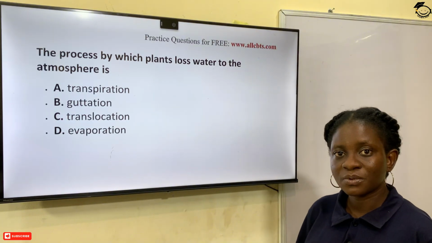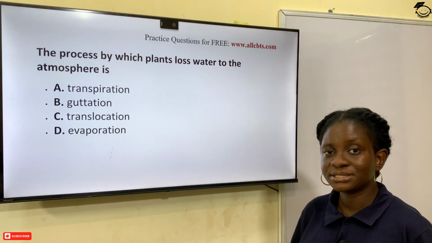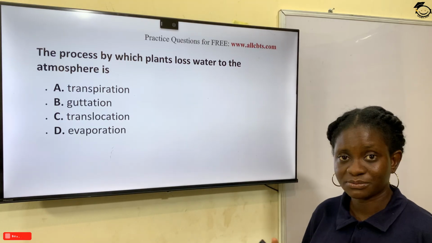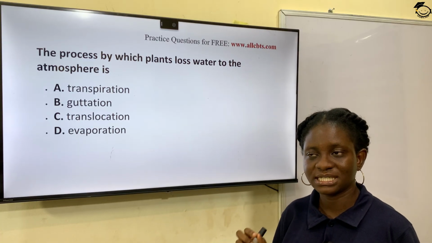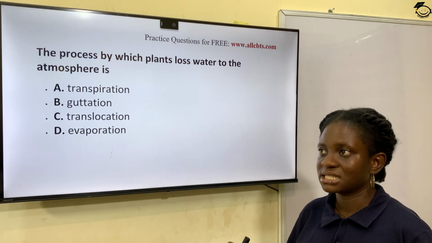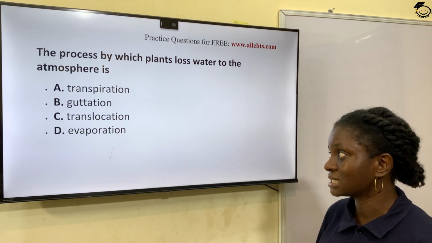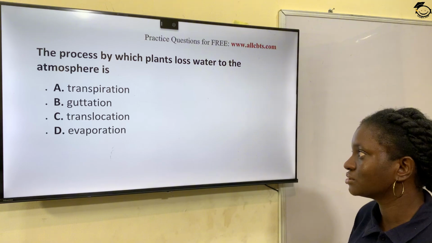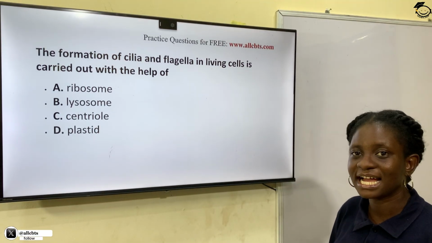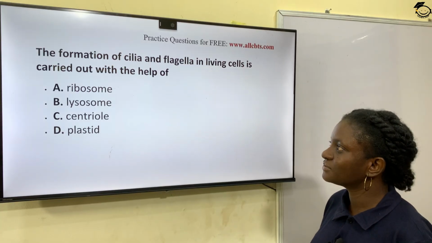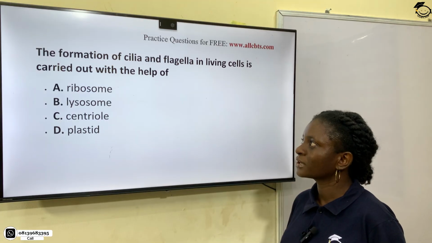The process by which there's water loss in plants during dry season is known as transpiration. It happens in the stomata of leaves. The tiny pores in leaves are the channel through which there's water loss in plants, and the process is known as transpiration.